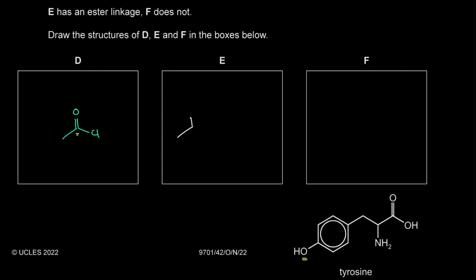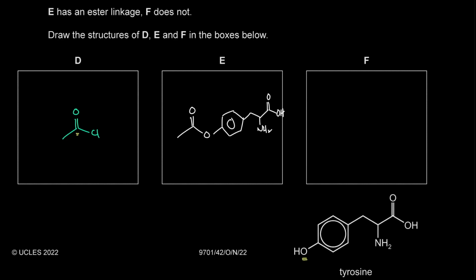So what we're going to get is this structure. We get the C double bond O here, and this carbon bonds to the oxygen from the phenol. It bonds to this oxygen, and then we have the rest of the structure. We have the benzene ring, and then we have 1, 2, and we have an NH2, and then we have the C double bond O, OH.